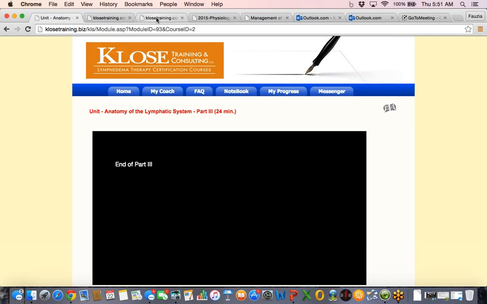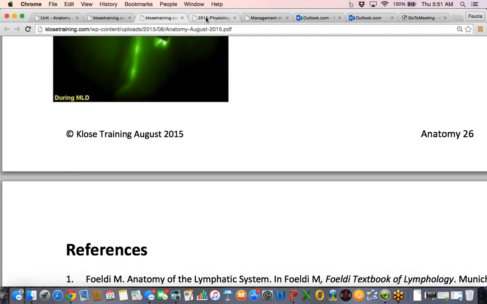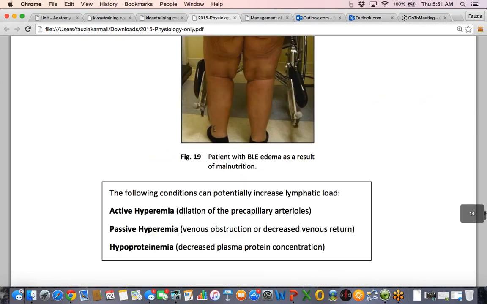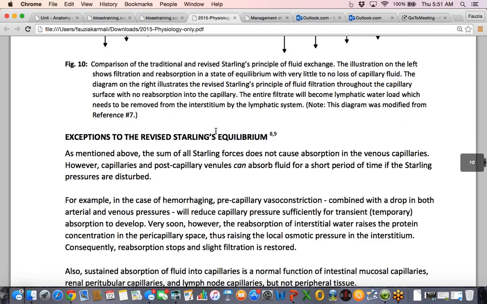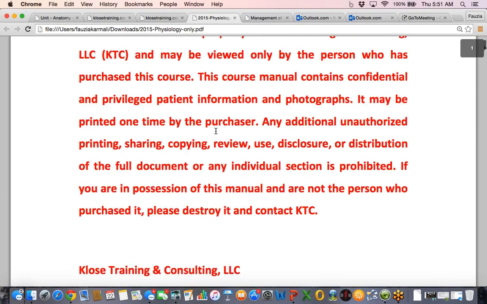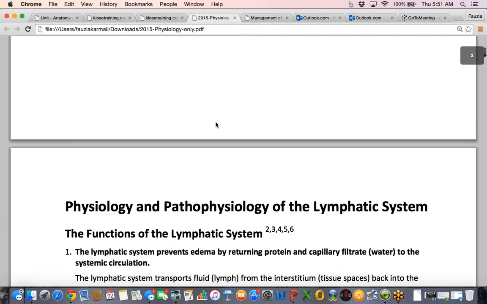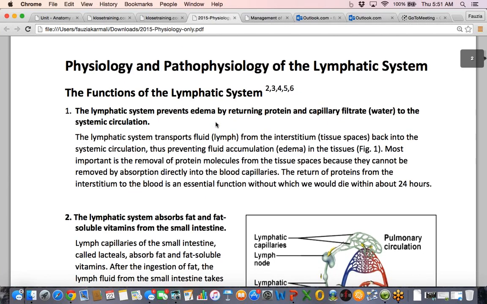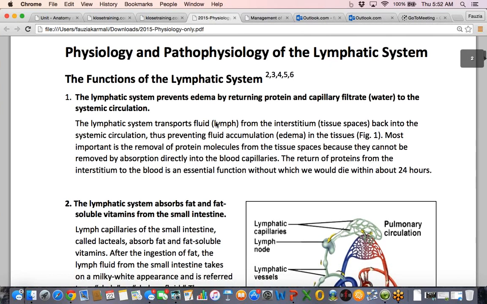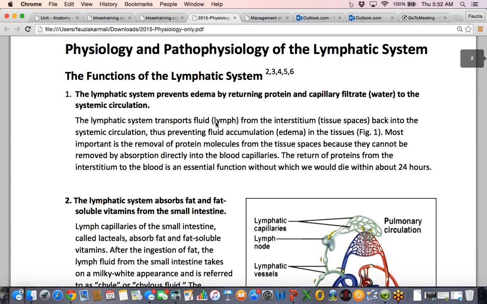Okay, so we will now move on to the physiology part of the lecture. Does anyone have any questions about the anatomy section? Right now, no? Okay, so now we're going to talk about the lymphatic system and its functions.